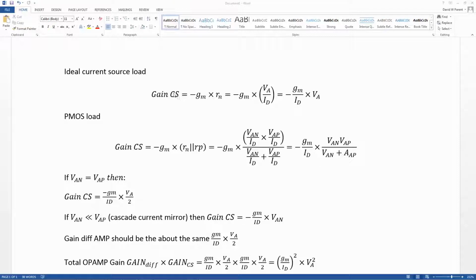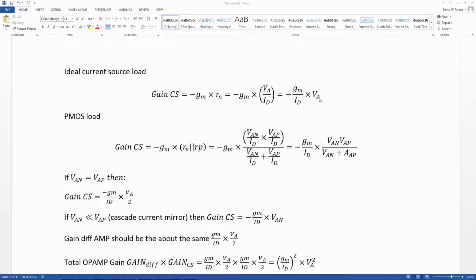The gain of a common source amplifier with an NMOS is minus gm times its output resistance, which can be approximated by gm times the early voltage divided by the current at bias. And then if you just manipulate it, there's your gm over ID times your early voltage. So that's what your gain is.